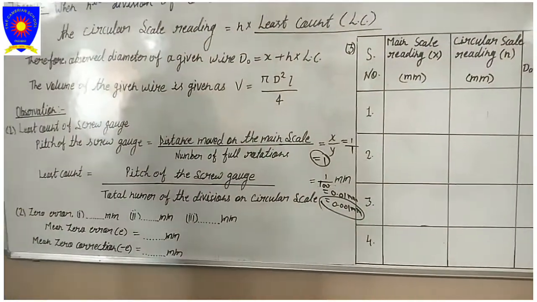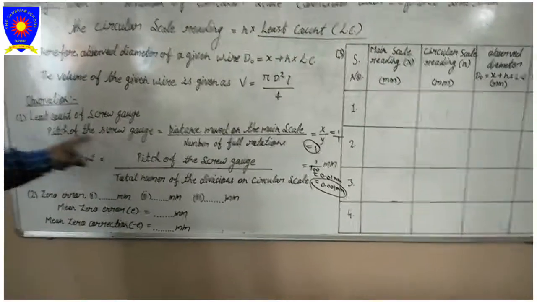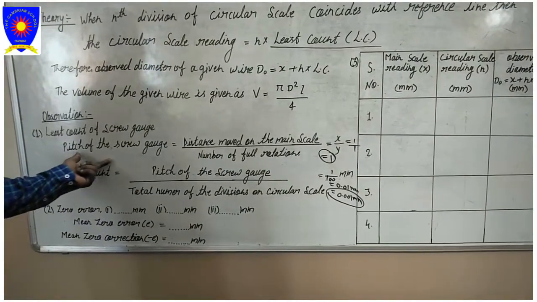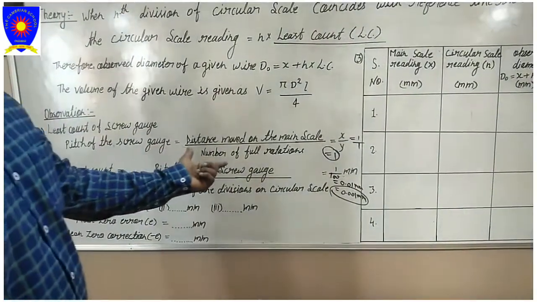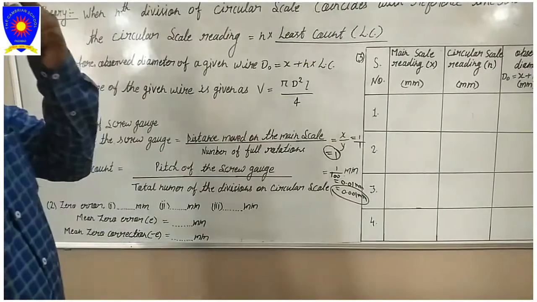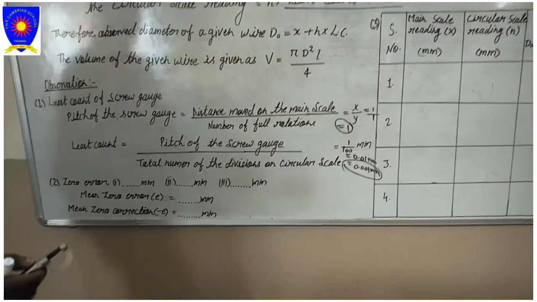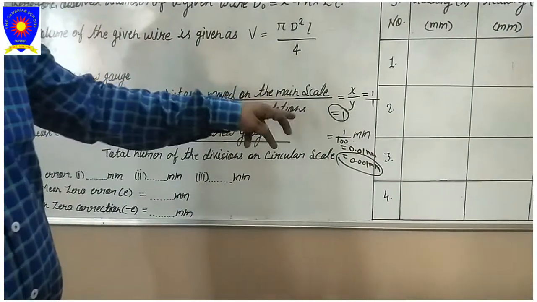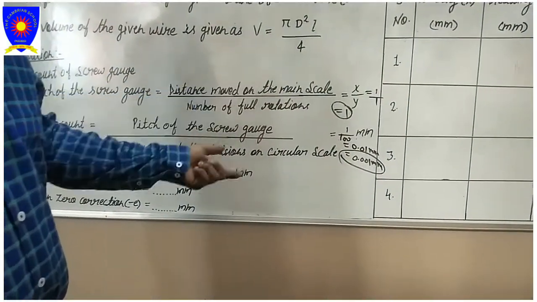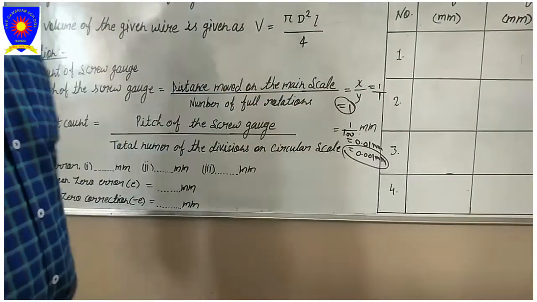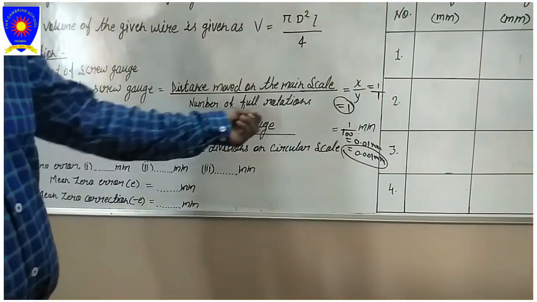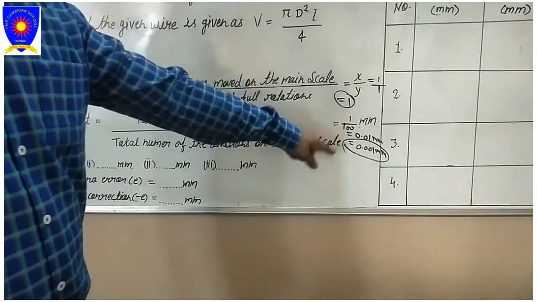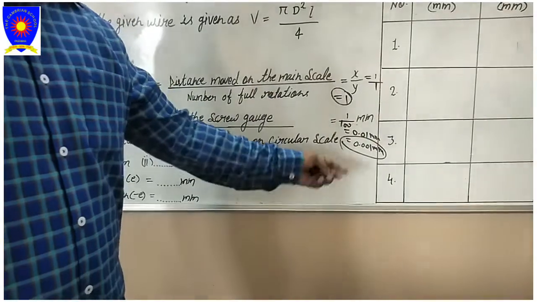So how can we find least count? Pitch of the screw gauge upon the total number of divisions on the circular scale. And how can we find pitch? The distance moved on the main scale upon the number of full rotations. We know that a one unit distance moved on the main scale will be in one complete rotation. So 1 upon 1 is equal to 1, and least count is equal to the pitch of the screw gauge upon the total number of divisions. So the least count of the screw gauge is 1 upon 100, that is 0.01 mm, or in centimeter.